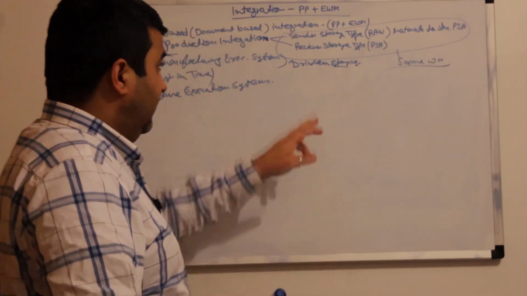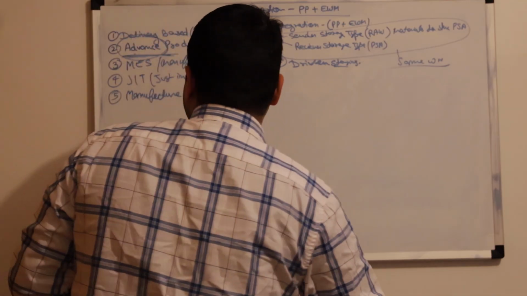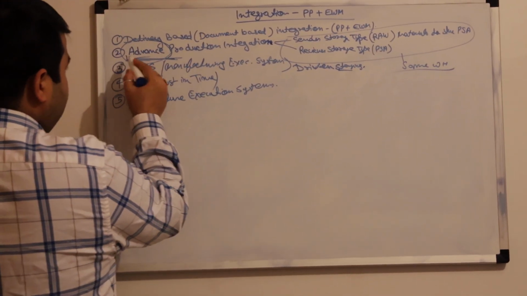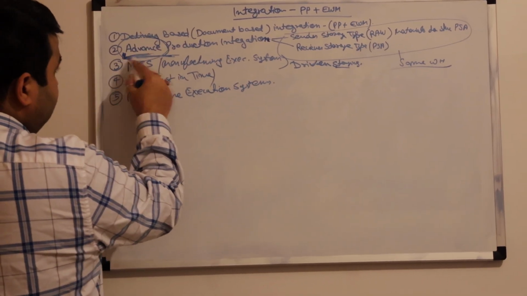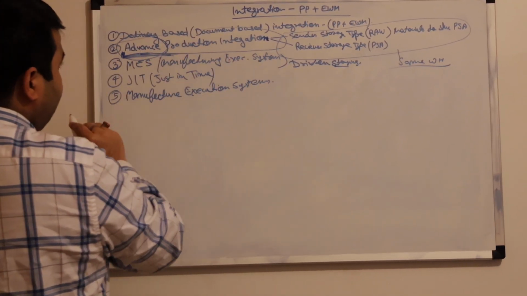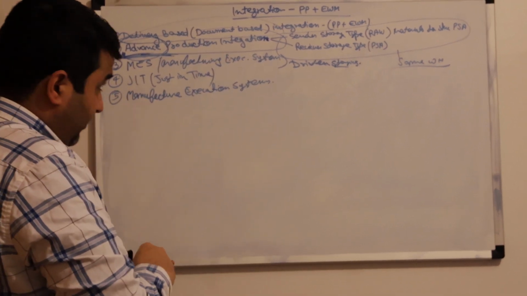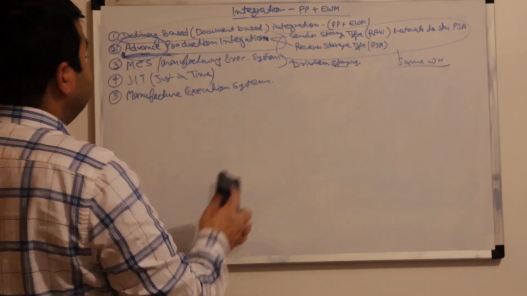Now I will explain one by one. So I will cover this advance. Why do we use advanced production integration? Why do we use the delivery based or document based integration, PP plus EWM.